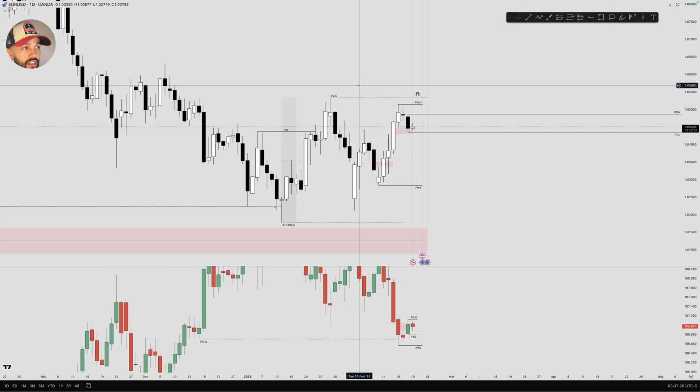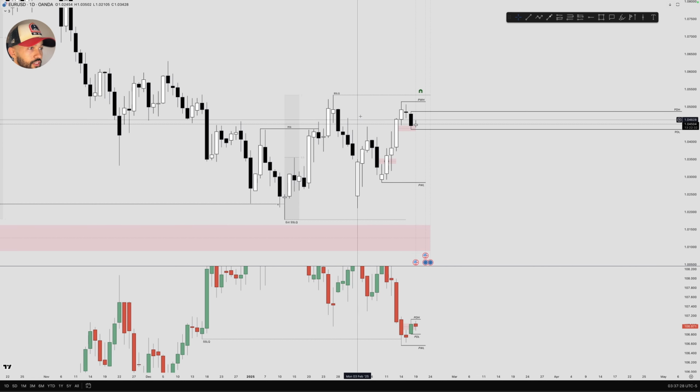So I don't think there needs to be much more said. I've explained this price action pretty much on Monday as well. This is just new now that we have this high time frame POI on side to continue bullish now. So let's go down to the 4 hour. Let's see what that looks like.